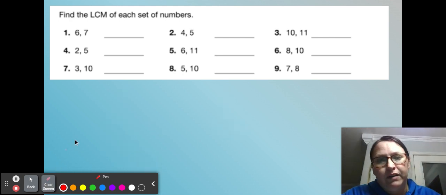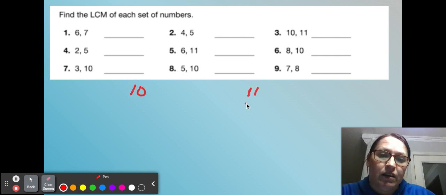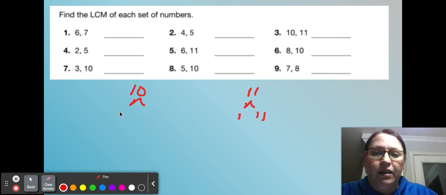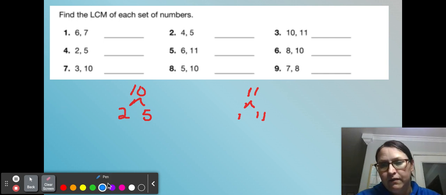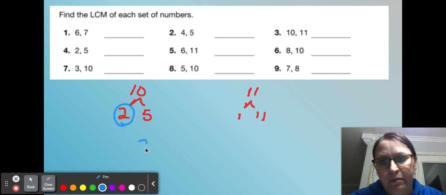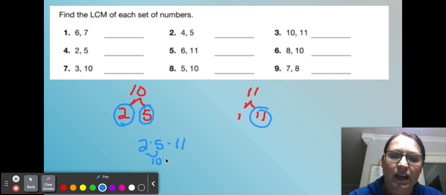Now let's look at another one. If I have 10 and 11, I'm going to do 10 here and 11 here. 11 is prime, so that's 1 times 11. 10 is not a prime, so that's 2 times 5. And so now I'm going to take each of the individual factors. So this has 2. I'm going to put it down here. This has 5. I'm going to put it down here. This has 11. I'm going to put it right here. 2 times 5 is 10, and 10 times 11 equals 110.